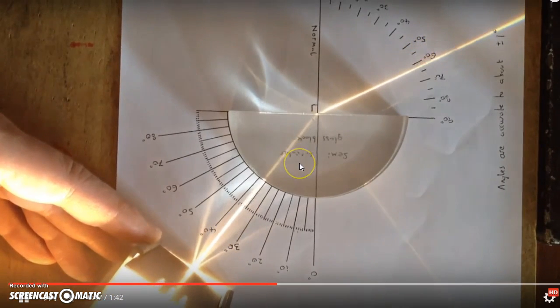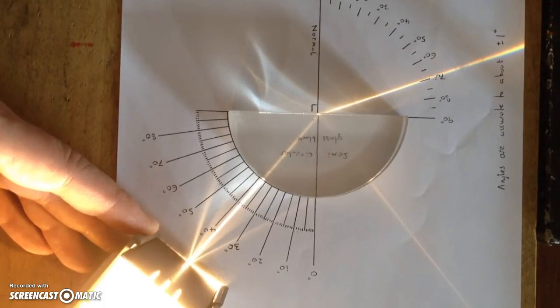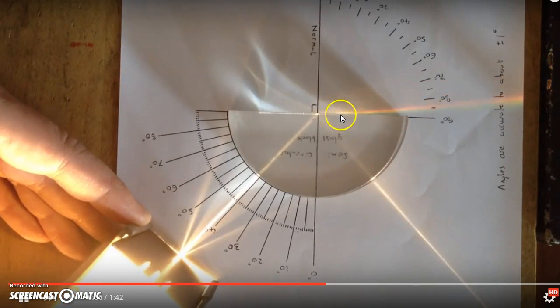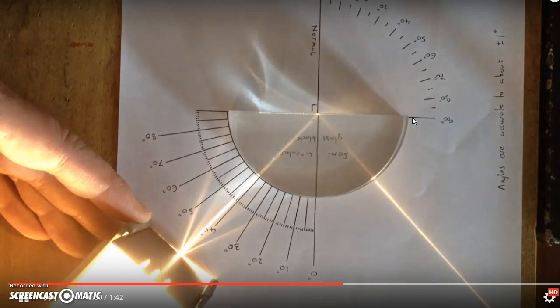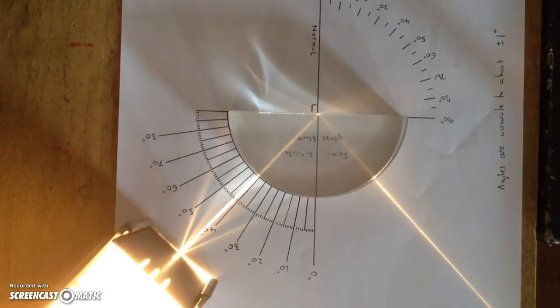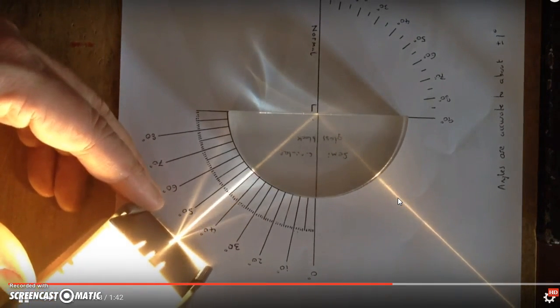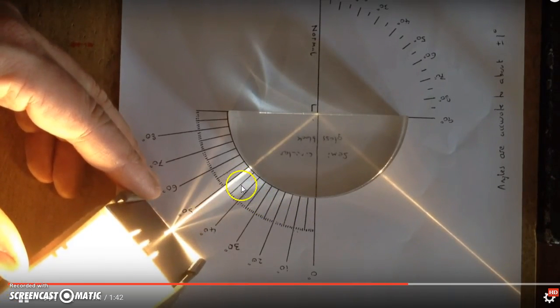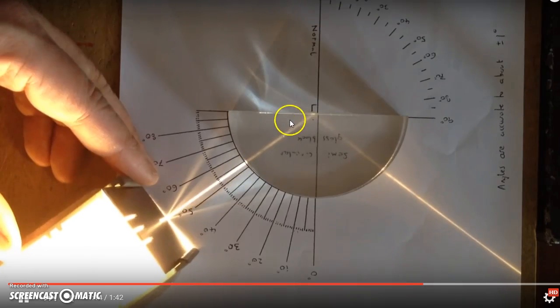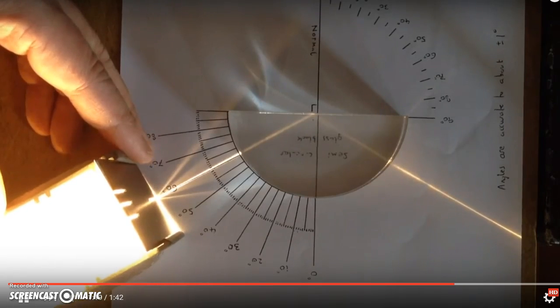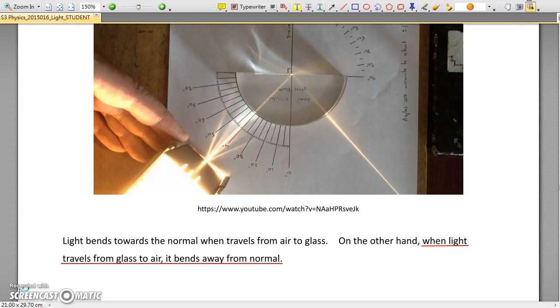When the incident angle keeps on increasing like this, you will see the refracted ray finally travels along the interface, and at that time, the refracted ray suddenly disappears. All the light ray is simply reflected. If you further increase the incident angle, then all the light ray is simply reflected, and there's no refracted ray anymore. So it all starts with, when a light ray travels from glass to air, it bends away from the normal.